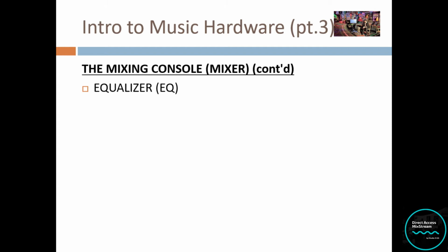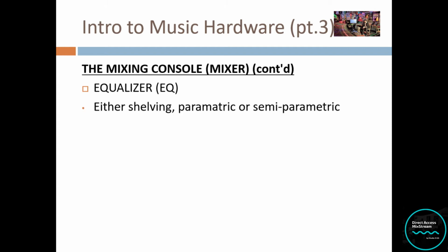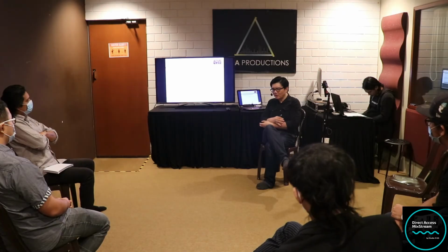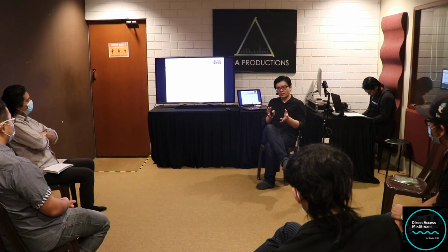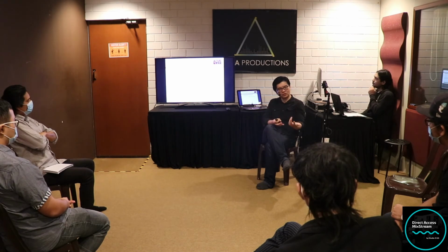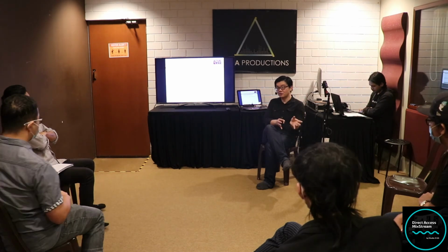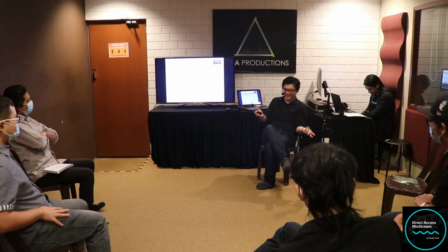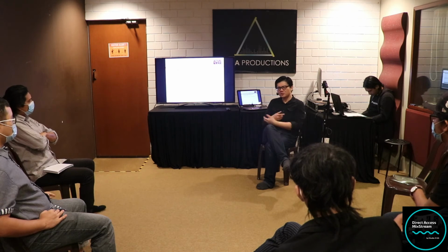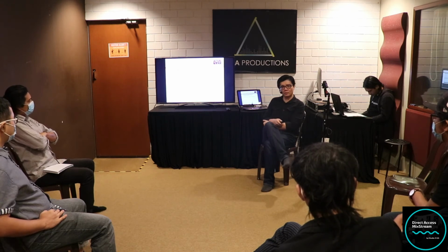Next section, you have your EQ section. Either you have your shelving, you have your parametric, or with most of the analog mixers, you have what we call a semi-parametric. Semi-parametric usually means that you can't control all three parameters. Generally what you can control in those situations would be the frequency and the amount of boost and cut, not the bandwidth. If you have a console which has a fully parametric EQ, of course, that's great, but usually it will cost a lot more because the circuitry is a little bit more complex.